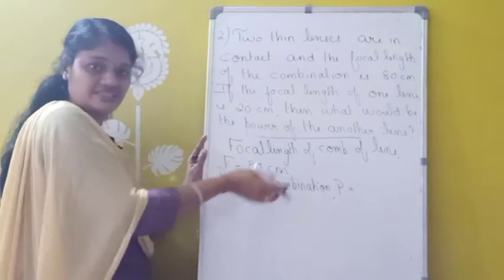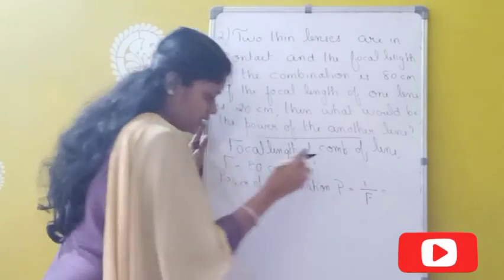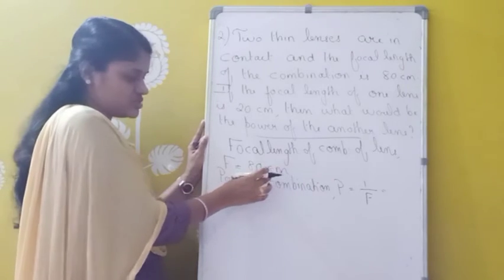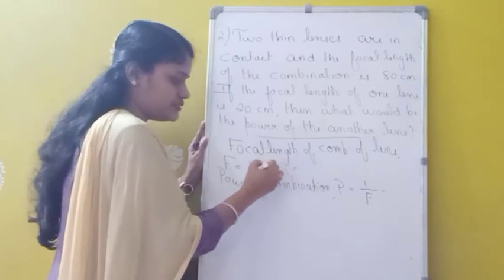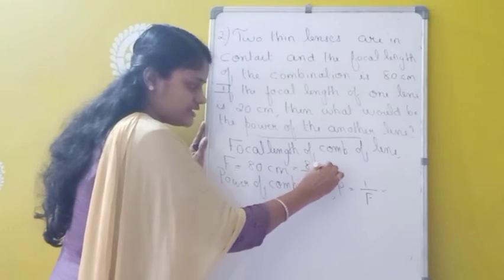So how will you find power if focal length is given? P equals reciprocal of focal length. That means 1 by F. But here this focal length is in centimeter. We have to convert into meter. So how will you convert into meter? Just you can divide by 100. So I am writing here as 80 by 100, so 80 by 100 meter.